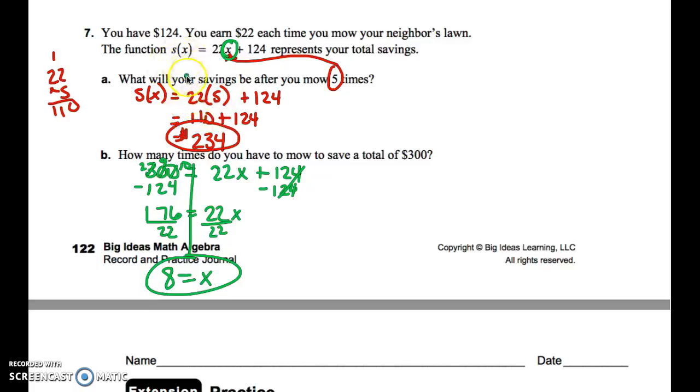Okay, so this just gives you a quick overview of function notation and how you can really see that it's just very, very similar to just regular equations.